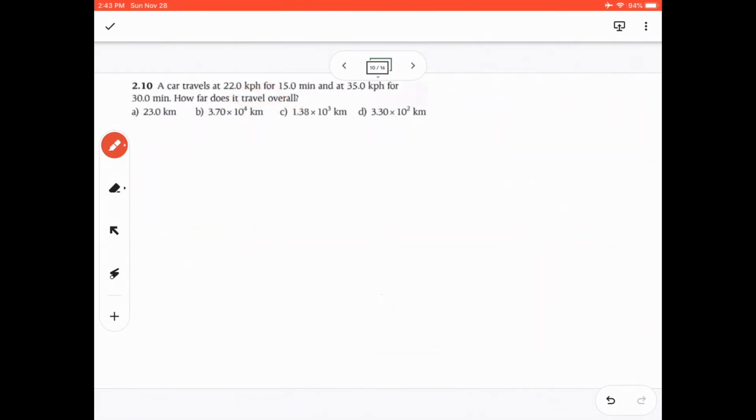2.10. A car travels at 22 kilometers per hour for 15 minutes and at 35.0 kilometers per hour for 30 minutes. How far does it travel overall? The question will use the equation x, distance, is equal to velocity times time. X is equal to vt. It means the same. So the givens are, we have v1 is equal to 22 kilometers per hour.